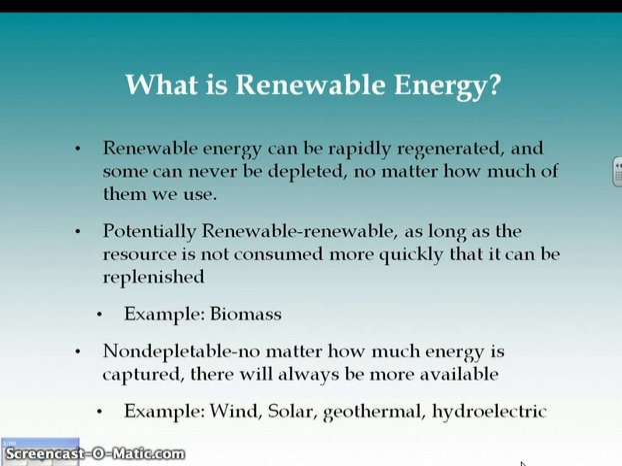Lastly, let's talk about what it means to be non-depletable. Non-depletable means that no matter how much energy is captured, there will always be more available. Many of your traditional renewable energy sources that you think of, like wind, solar, geothermal, and hydroelectric, are all considered non-depletable energy resources.